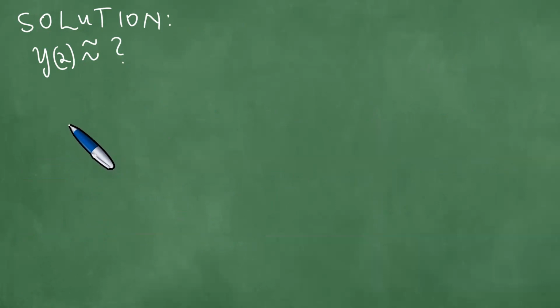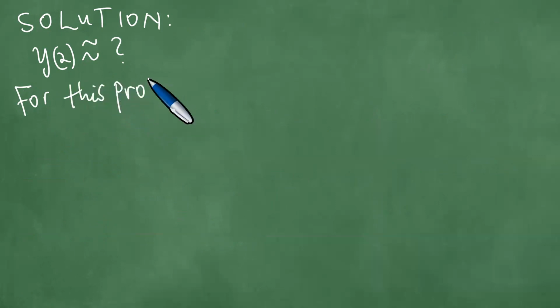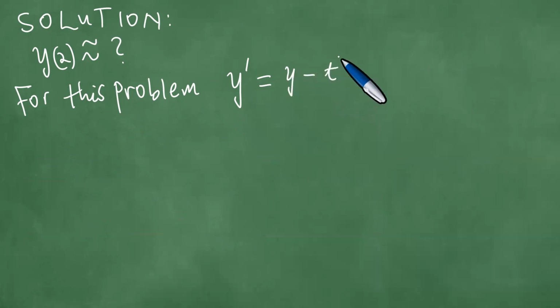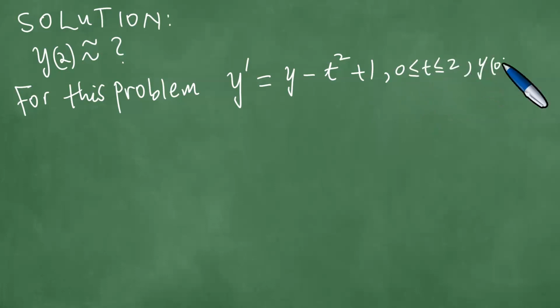So how do we start? For this problem, we note that y prime is equal to y minus t squared plus 1. That is what you're given. And obviously you have the t interval, and you also have y at 0, which equals 0.5. So you have those kinds of things here.